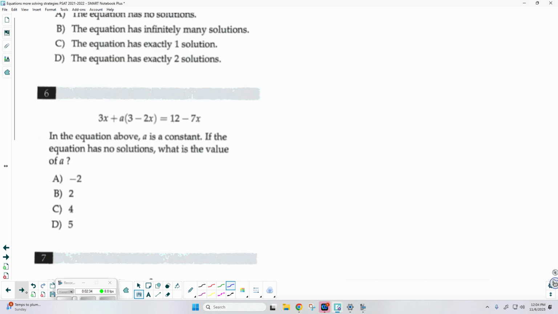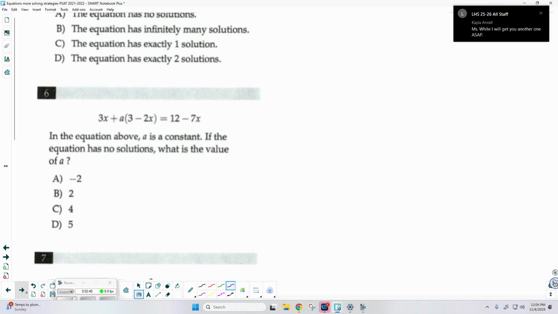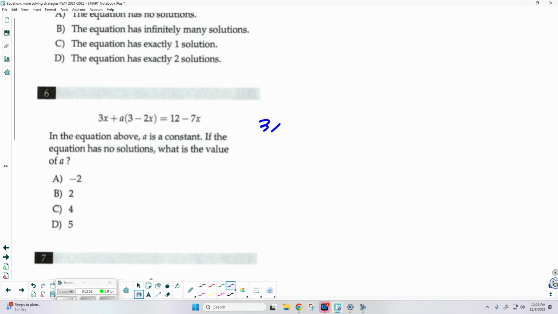All right. So 3x plus a times 3 minus 2x equals 12 minus 7x. In the equation above, a is a constant. If the equation has no solutions, what's the value of a? All right. First thing, let's go ahead and clean this up a little bit. So I'm going to have 3x plus 3a, okay, minus 2ax. And then we're going to set this equal to 12 minus 7x.